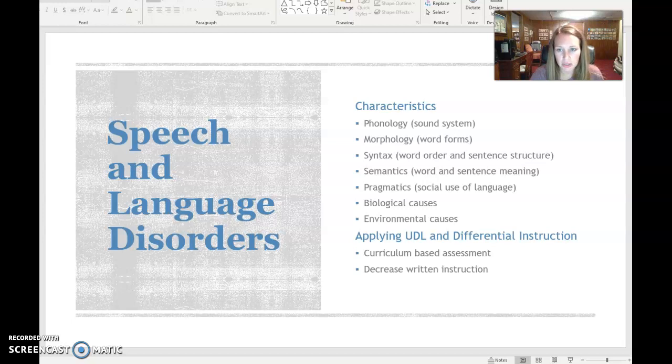Speech and language disorders, some characteristics. The 5 components are phonology, which is the sound system; morphology, which is word forms; syntax, which is word order and sentence structure; semantics, which is word and sentence meaning; and pragmatics, which is the social use of language. It is caused by biological and environmental causes. Ways to apply UDL and differential instruction is to use curriculum-based assessment and decrease written instruction, so using visual or verbal instruction rather than so much written.